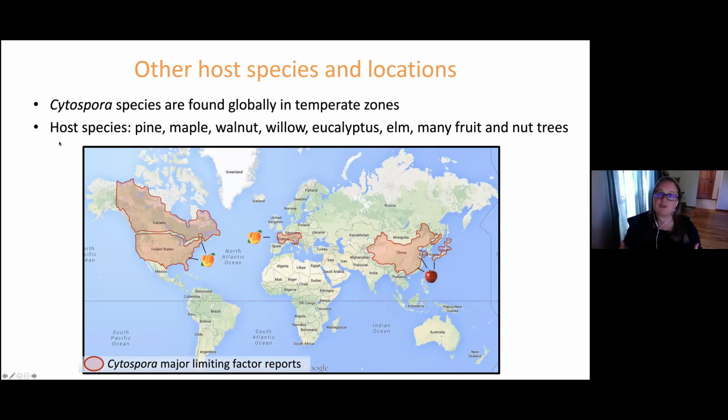So one thing that's really interesting is that Cytospora species are basically found globally in temperate areas. We have Cytospora that infects pine, maples, walnuts, willows, eucalyptus, elm, and then many fruit and nut trees. This is a map showing fruit trees where Cytospora, the species that we're working with in the Western Slope, Cytospora plurivora, impacts either apples or peaches.